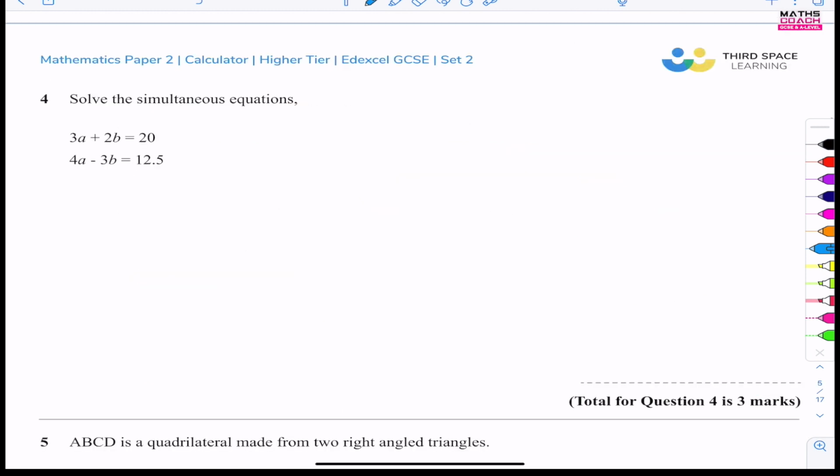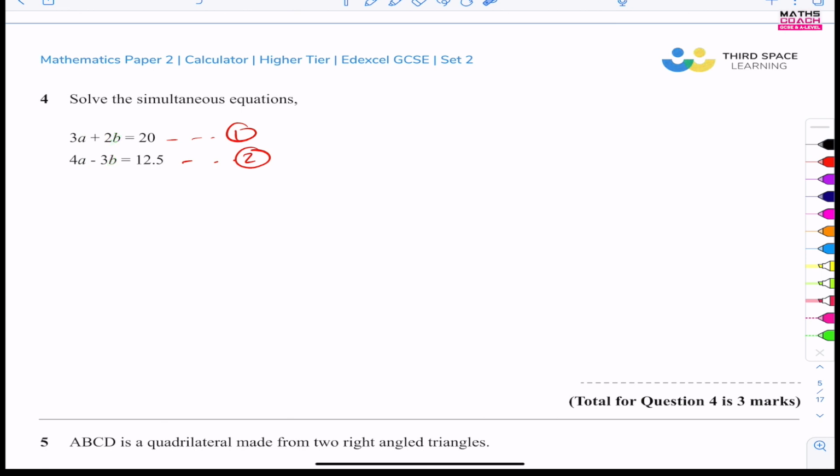And there you go. Okay, so question number 4 for 3 marks. Solve the simultaneous equations. First thing you want to do is label 1 and 2. Then you want to decide what letter you want to get rid of by using elimination. So you could decide you want to get rid of the A's by making the coefficient, the number in front of the A, the same, or you could do the same thing for the B.